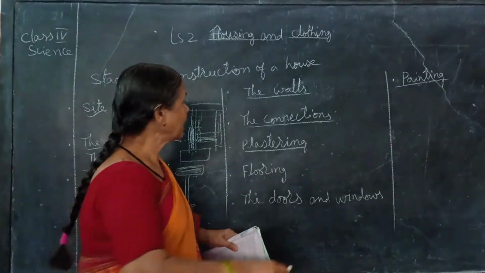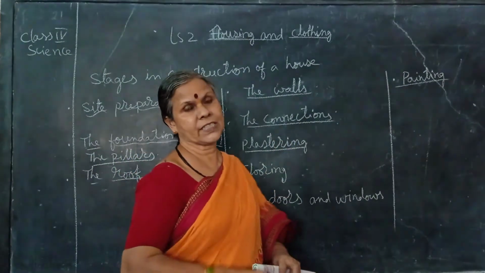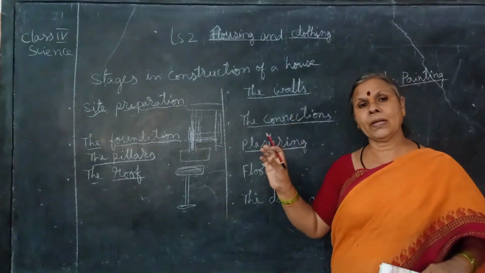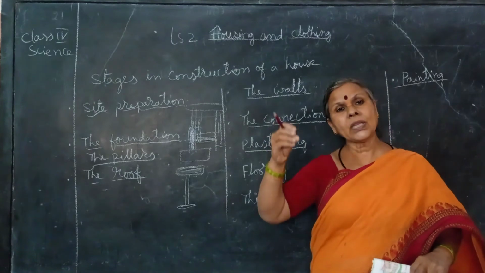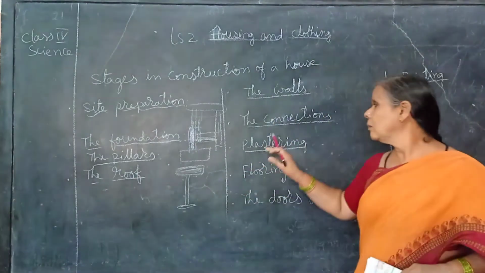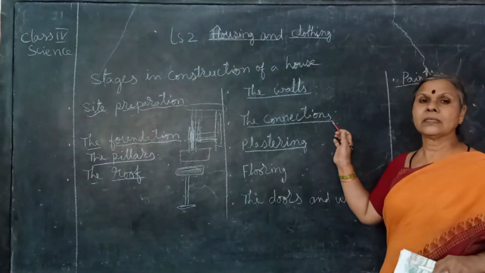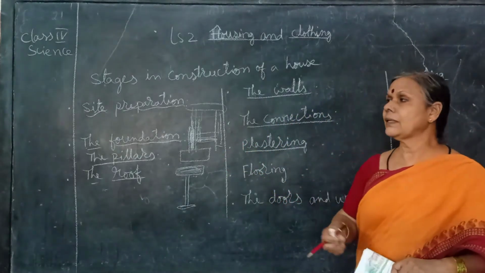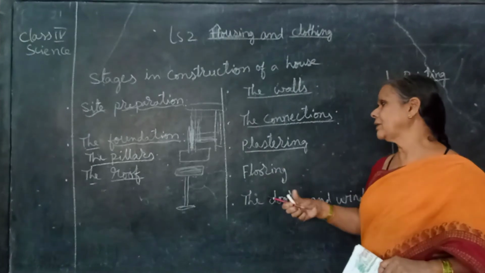Connection. Giving connection. The electrician comes and lays the pipelines. Through the pipes, all the wires are put in and the connections are given. You can see the switches and boards will be fitted into that.